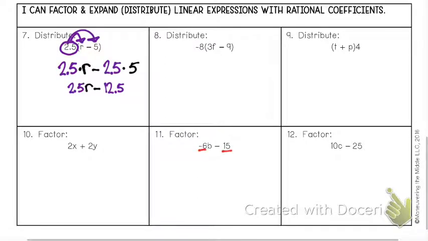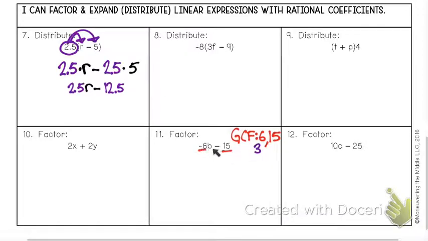So I take the numbers that are listed. So I have -6 and -15, or 6 and 15. And I'm going to find the greatest common factor of 6 and 15, which is 3. And the reason we know that, the factors of 6 are 2 and 3, and the factors of 15 are 3 and 5. They both share a 3, so the greatest common factor here is 3.